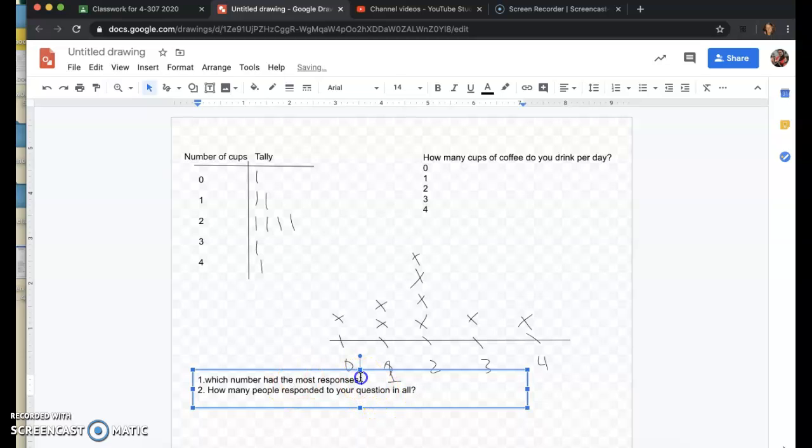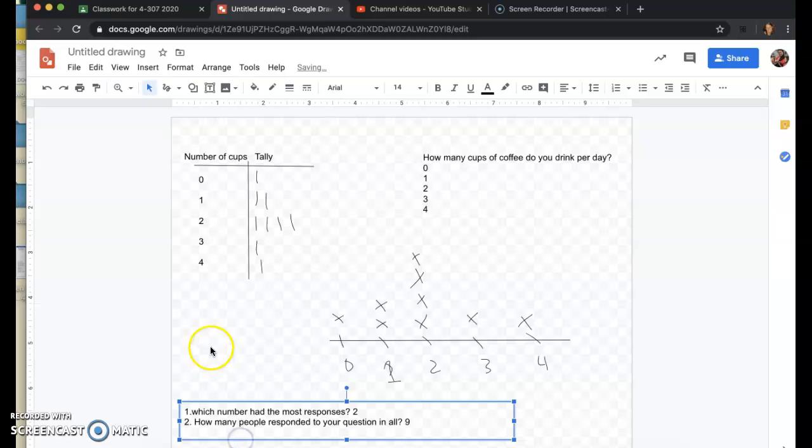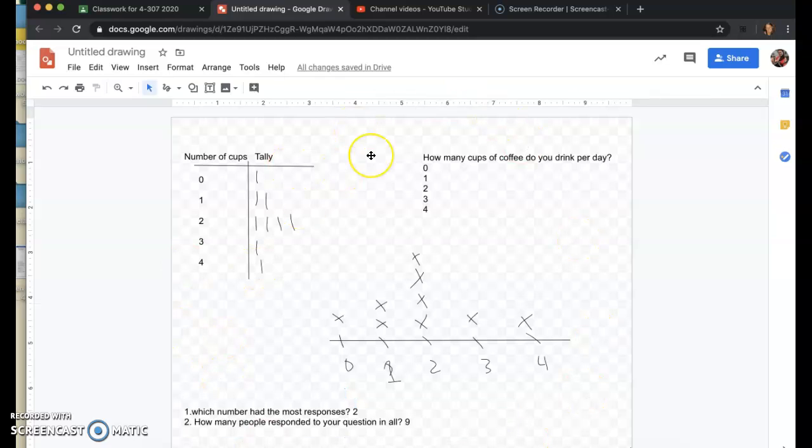All right, these are 2 that we've done so far. So my answer would be how many people responded to my question? I had 1, 2, 3, 4, 5, 6, 7, 8, 9. 9 people in all. 9 people gave me an answer in all. And which number had the most? 2, because it has 4 tallies. That's what I'm going to say. 2. All right, and I'm actually going to move this down so that we can actually see the responses. And boom, that is my tally chart.